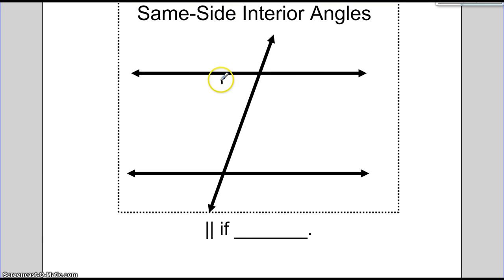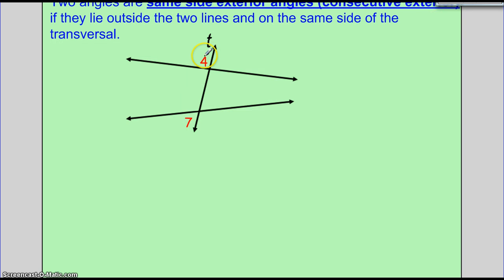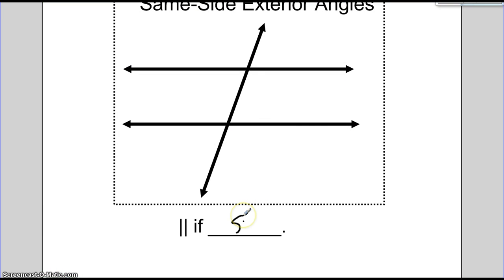Here, if this one was 120, my same side interior should be 60. Or, well, it doesn't look like it. We'll start over. This is 60, and this is 120. Okay? So this should be supplementary. Same side exterior. Same side of the transversal outside these two lines, so they should be supplementary if the lines are parallel. Supplementary. Okay?